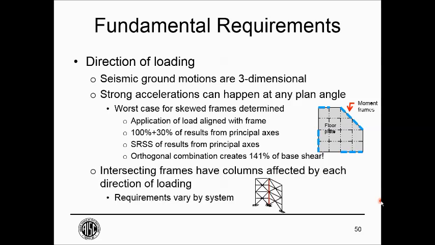Also, often in braced frames, and sometimes in moment frames, we have columns that are shared by two different frames that are not in the same plane. And so we have to consider an orthogonal combination to get the right required strength for this column. And the rules for that vary for each system. So the more highly ductile systems will have higher requirements for this column, and the less ductile systems have less stringent requirements for this column.